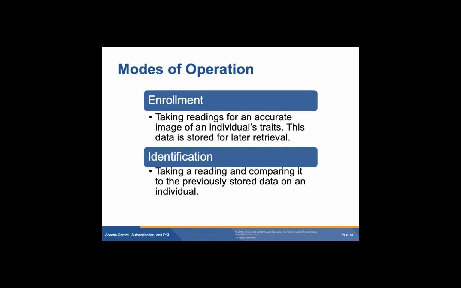Modes of operation include both enrollment and identification. Enrollment is taking readings for an accurate image of the individual's traits. This data is stored for later retrieval. Again, it's like a pre-scan, if you will, of a thumbprint, facial recognition, those sorts of items. Identification is taking a reading and comparing it to the previously stored data on an individual.